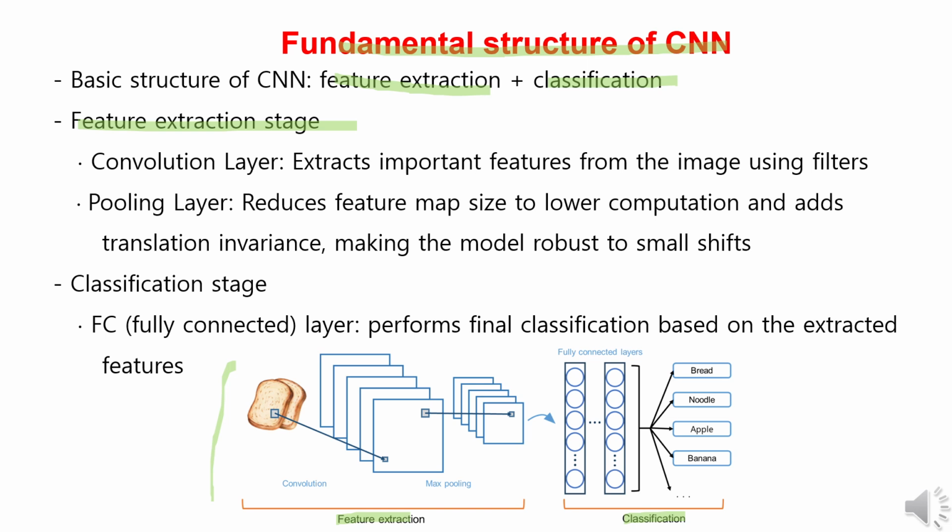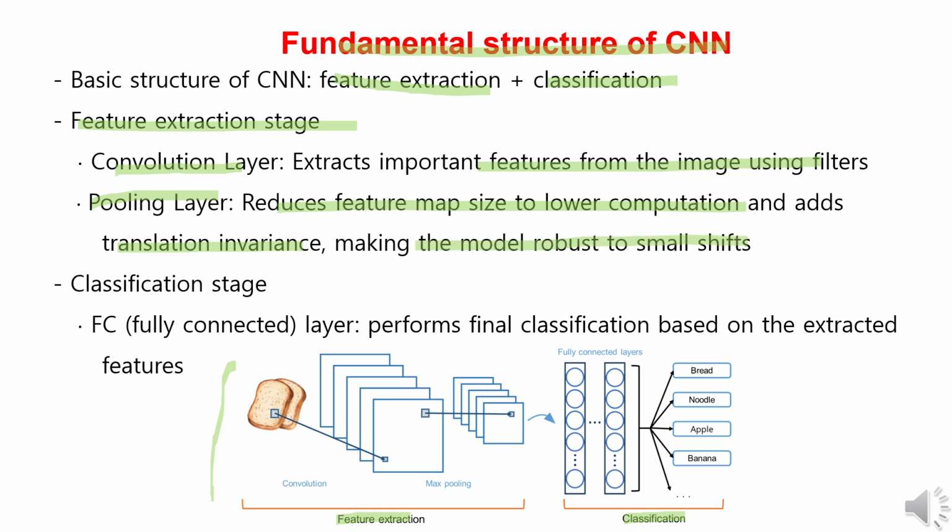The convolution layer uses filters, or kernels, to scan small local regions of the image and extract important features like edges, lines, and textures. Next comes the pooling layer, which reduces feature map size to lower computation and adds translation invariance, making the model robust to small shifts.